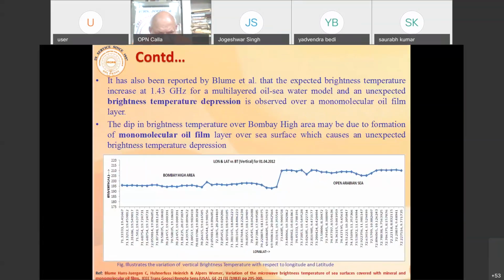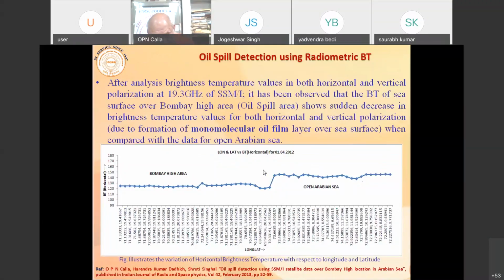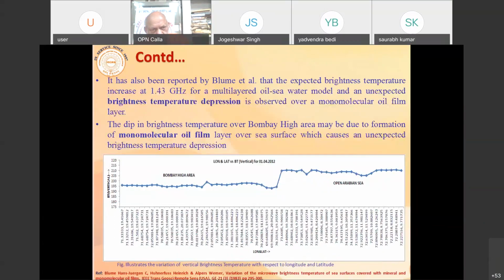Again, a similar scenario. We have Bombay High and the variable at 1.43 gigahertz. So you see the difference now. We keep track of this value in this one and in this one. You see the difference. This jump is smaller here as compared to this one. So you can use this lower frequency to get this one. At the same time, you can use a higher frequency for getting all this also.